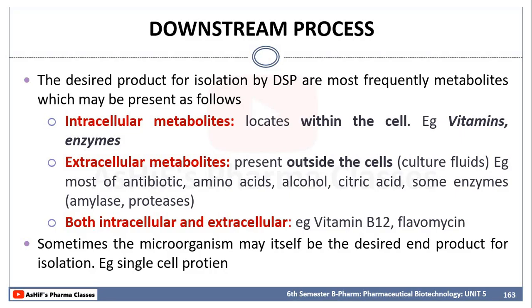Examples for intracellular products are vitamins and enzymes. Extracellular products include antibiotics, amino acids, alcohol, citric acid and some enzymes like amylase and protease. And some are both intracellular as well as extracellular, like vitamin B12 and flavomycin. And sometimes the microorganism itself is the desired end product for isolation. For example, single cell protein, which is itself a cell cultured in a fermenter. So we don't have to go for further purification. We have to just separate that single cell protein from the mixture.